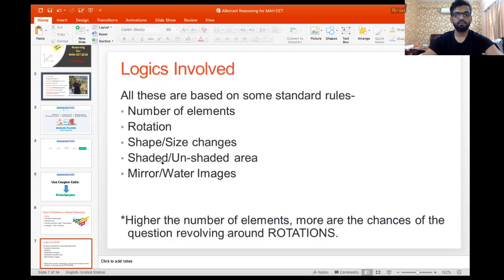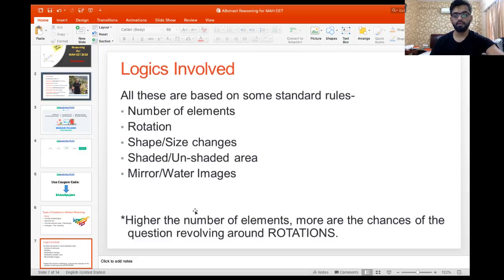Shaded and unshaded region: say a sequence is given and small figures are getting shaded in a certain number, right? Then mirror and water images, that is, a figure is given, the next image is a water image, a mirror image of it, and the immediate next figure, the third figure, is going to be a new figure, then the fourth is a water or mirror image of the third one, and so on. This is the kind of thing that happens. Again, we're going to see this example.